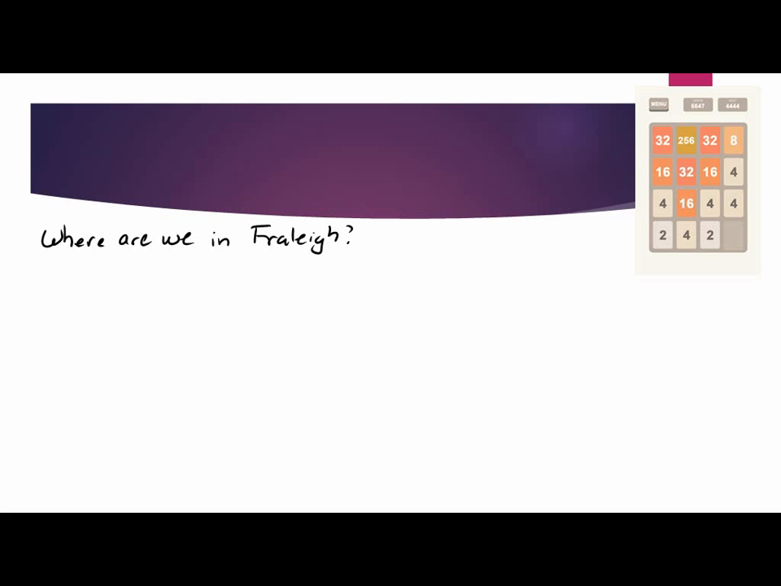So where are we in Fraleigh? I've diverted a little bit from Fraleigh. I want to keep that track actually, but I am following the Fraleigh book order as a guide. So we're on finishing section 8. We're skipping section 9, and then we're moving to section 10, which is Lagrange's theorem.